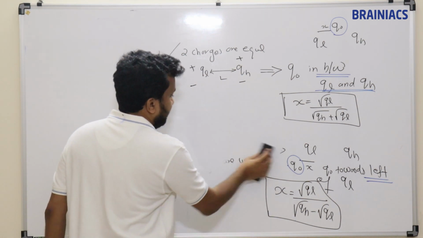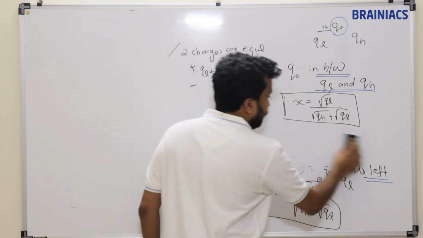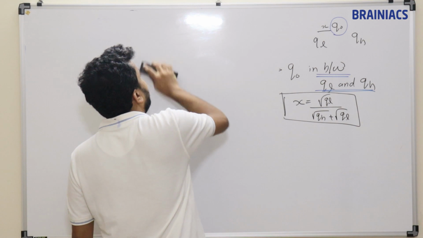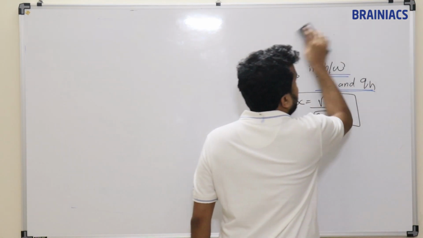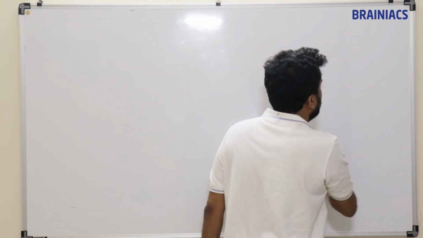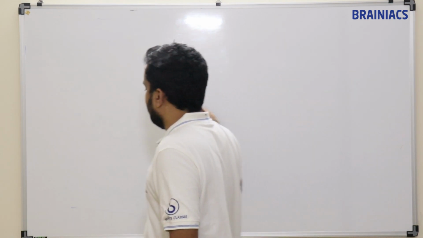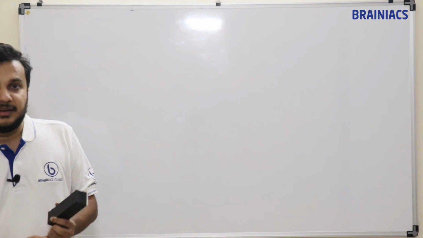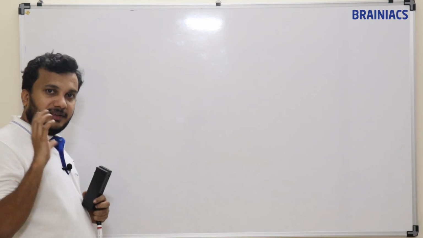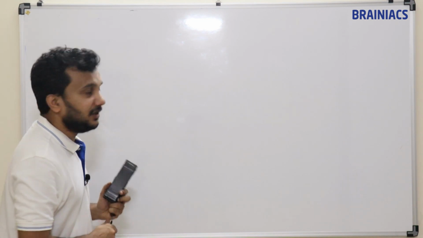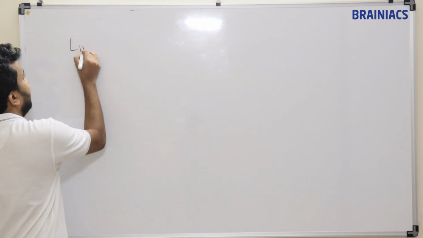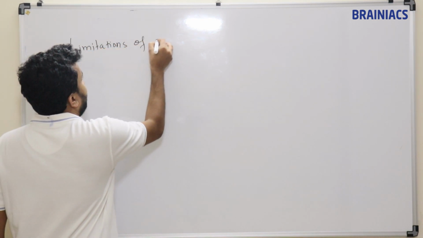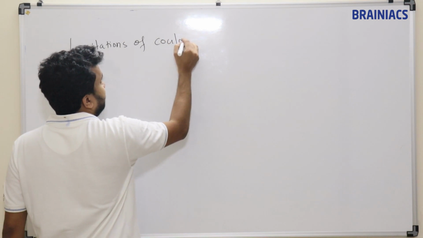In gravitation, what we have learned in Newton's law of gravitation is F equals G m1 m2 divided by r square. Coulomb's law we have learned in electrostatics: F equals 1 by 4 pi epsilon 0 q1 q2 by r square. In the same way, this law will have certain limitations. So write down the heading in your notebook: Limitations of Coulomb's law.